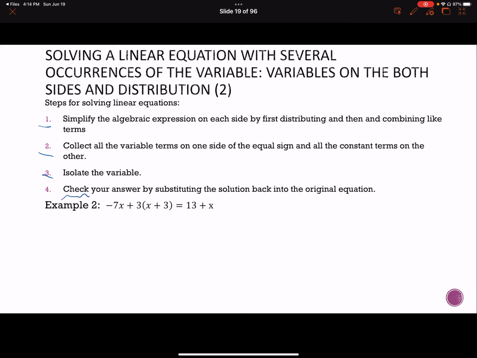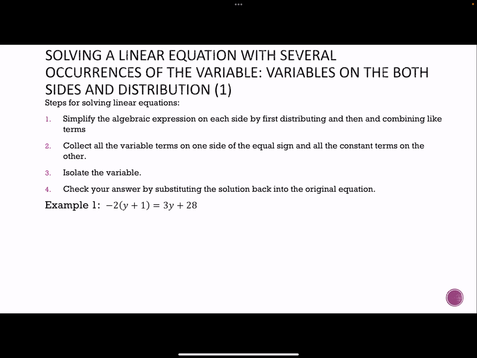I'm not going to do this in this video, but if you are doing a quiz or taking an exam or don't want to do a homework problem over and over again, I can highly recommend that you always check your answer. So our first example is this.